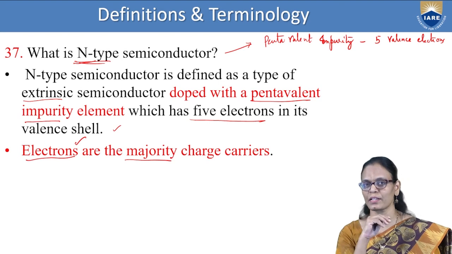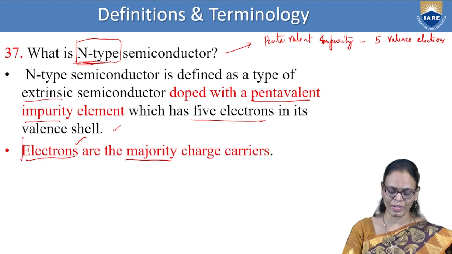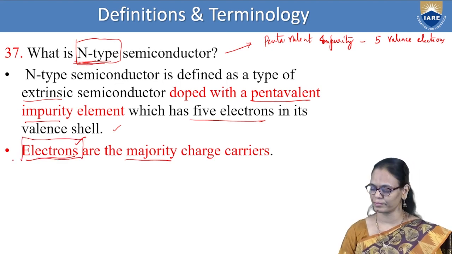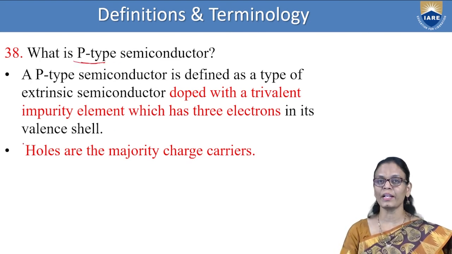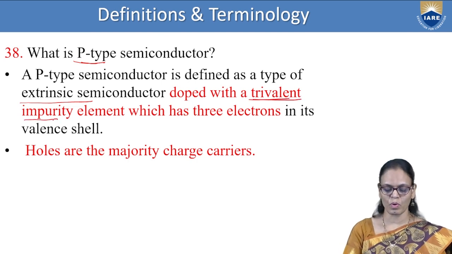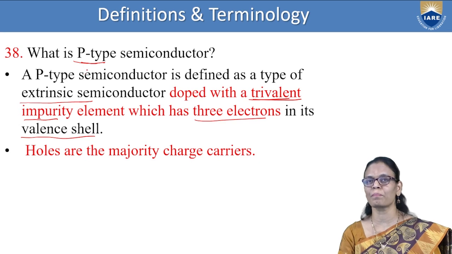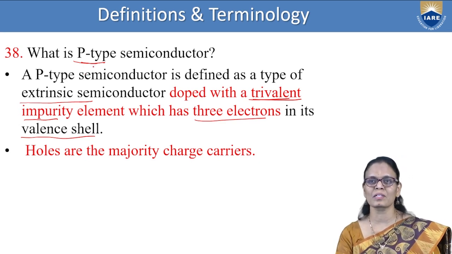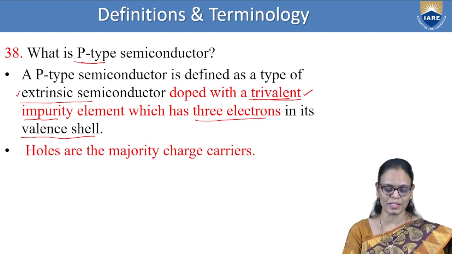We have seen 2 types of charge carriers, electrons and holes. So in N-type, electrons will be the majority carriers. Then what is a P-type semiconductor? It is defined as an extrinsic semiconductor. Extrinsic means impure semiconductor. It is doped with a trivalent impurity. What is a trivalent impurity? Which has 3 electrons in its valence shell. So a P-type semiconductor is formed by doping a pure semiconductor with a trivalent impurity. So when you are doping, it becomes an extrinsic semiconductor.